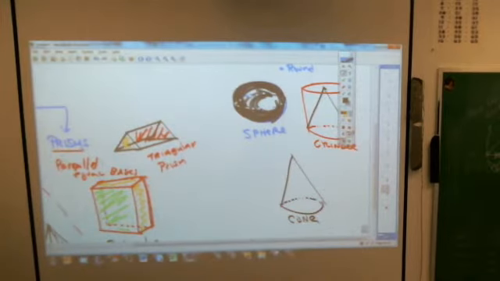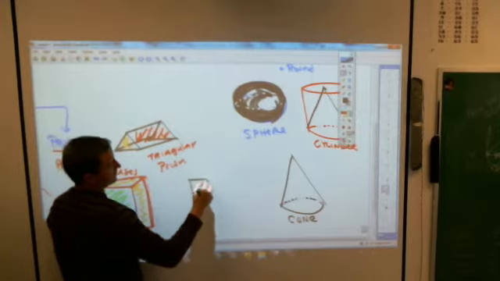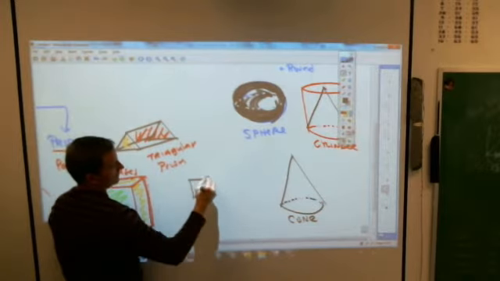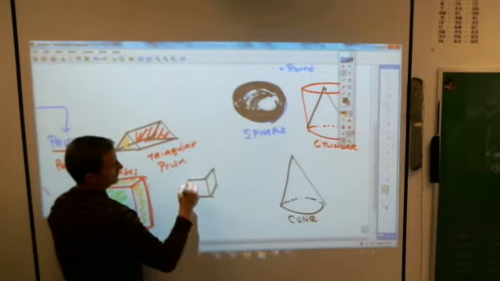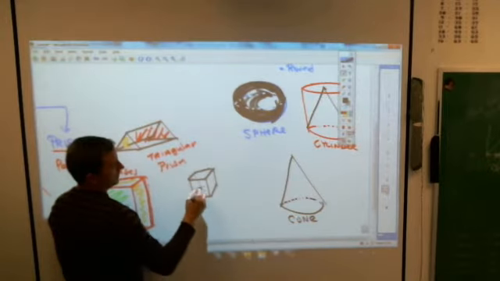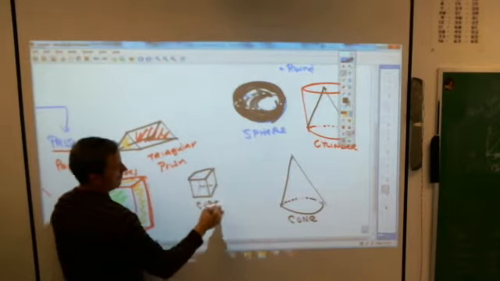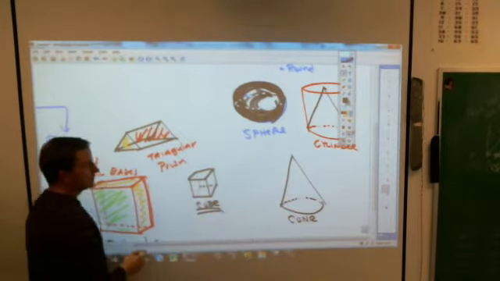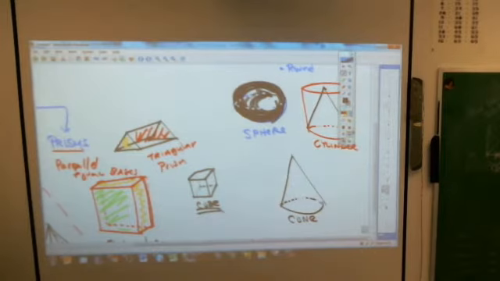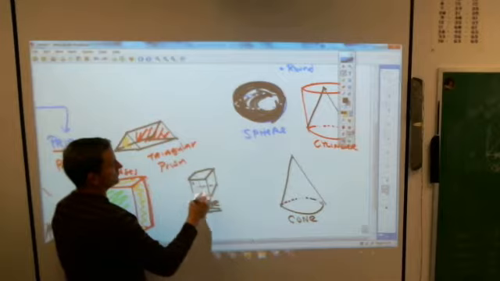Some special types of prisms I need probably to throw out there at you. Well, one of them at least. Is this guy right here? If it's made up of all squares, or it looks like those little dice you use to play games, what do we call that? It's a cube, which is nothing more than a square prism.